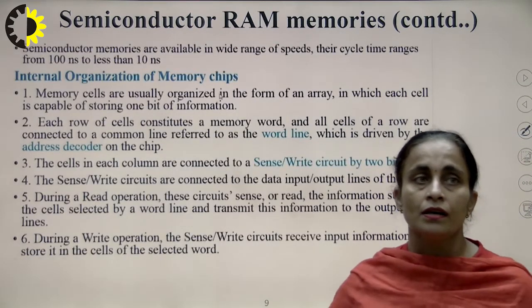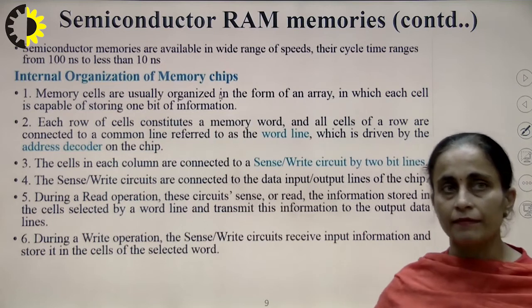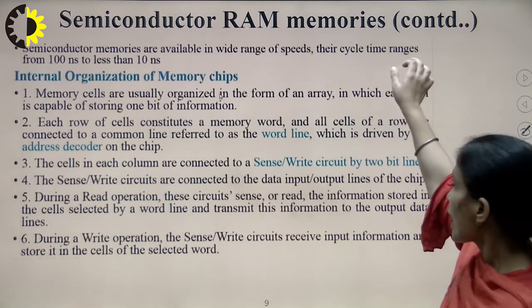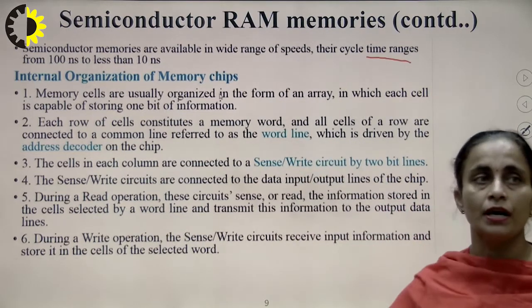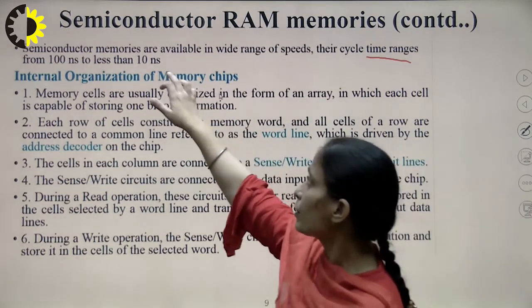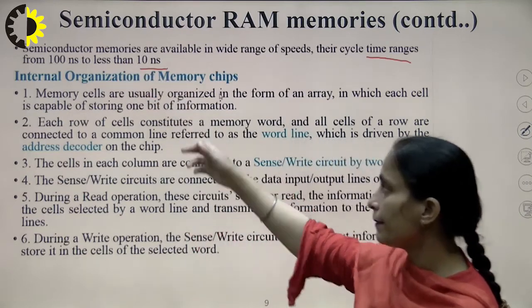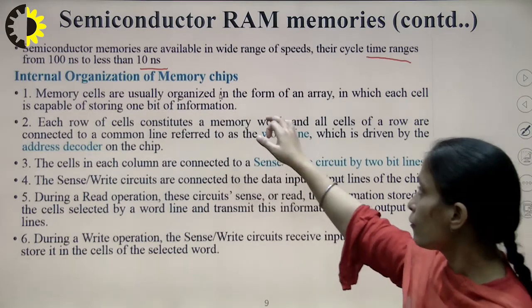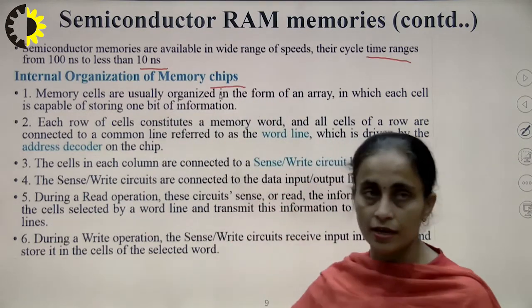That is, if I say semiconductor memories, they are available in a wide range of speeds, and their cycle time ranges from 100 nanoseconds to less than a nanosecond, because I have to decrease this time. Now, if I discuss the internal organization of memory chips, it comes like this.